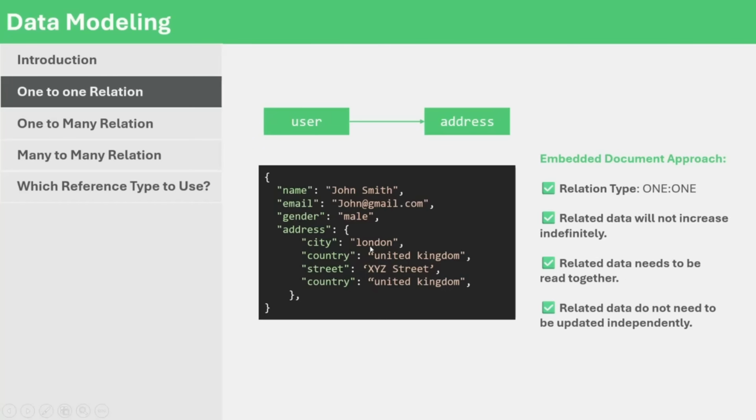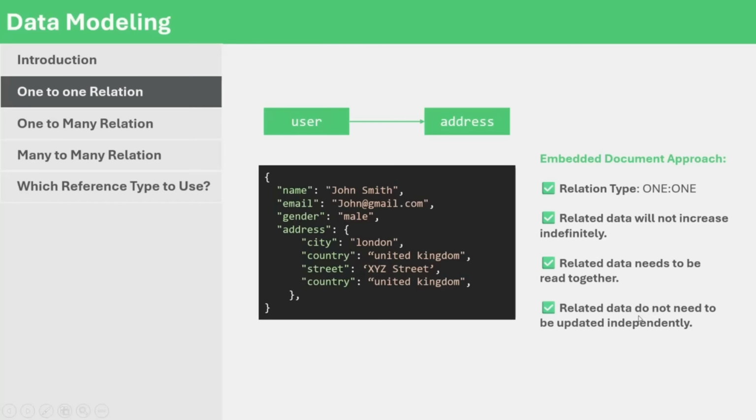In this example, when we are going to read the details of the user, along with that, we also want to read the address details of the user. So for example, let's say we want to fetch the user data and we want to show it in user profile page. So in the user profile page, along with the name, email, and gender of the user, I also want to show the city and country of the user. I might not want to show the street, but I want to show the city and country of the user. So here, with the user data, I also want to fetch the related address data. So in this case also, embedded document approach is preferred.